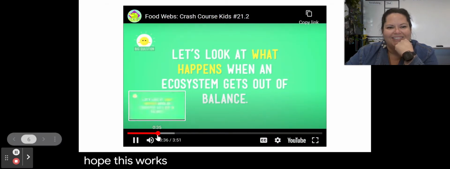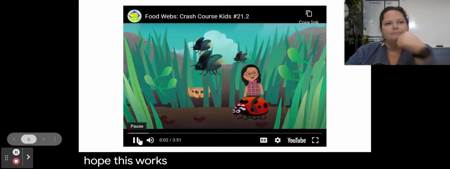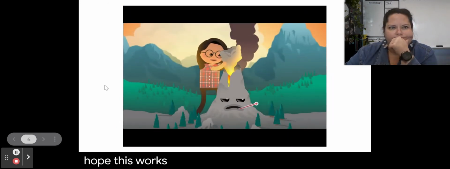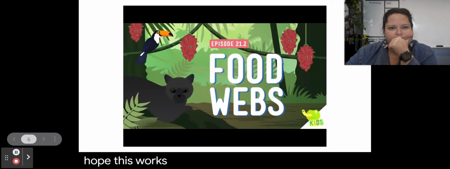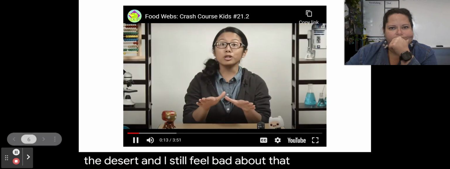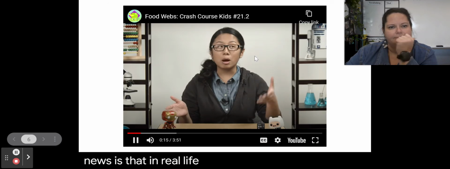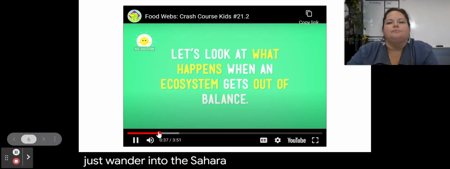Let's look at what happens when an So last time we put a polar bear in the desert, and I still feel bad about that. The good news is that in real life, a polar bear probably won't just wander into the Sahara, but when an ecosystem gets out of balance.